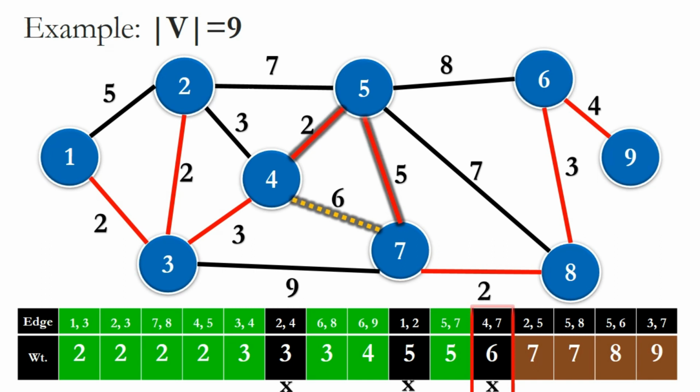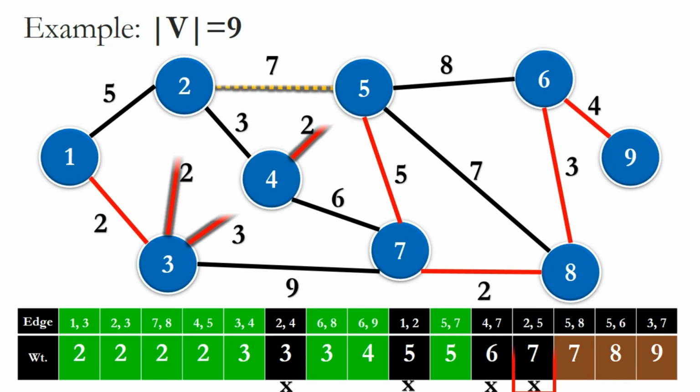Next element is the value of 6 from the reference edge of 4 and 7. Let's check out if it forms a cycle or not. As you can see in the representation of graph, vertex 4 and 5 and vertex 5 and 7 are already connected. And if we connect vertex 4 and 7, they will form a cycle. Therefore, this vertex 4 and 7 with a value of 6 is not included to our spanning tree.